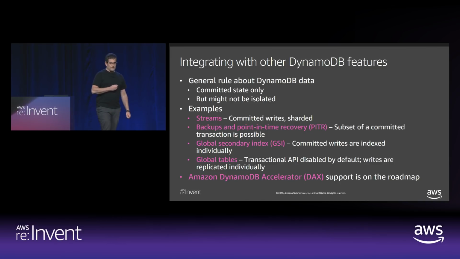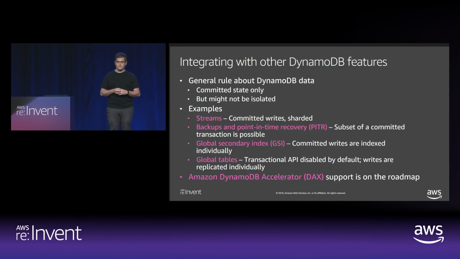Okay, so these are basically all of the basics that I wanted to cover about how the API works. Now let's talk about what happens when you look at data that has been transacted when you're using other DynamoDB features. So in DynamoDB, we have the normal write and read path. And then there's a bunch of features that are all based on the notion that we basically push data to eventually consistent data sources or pipelines.